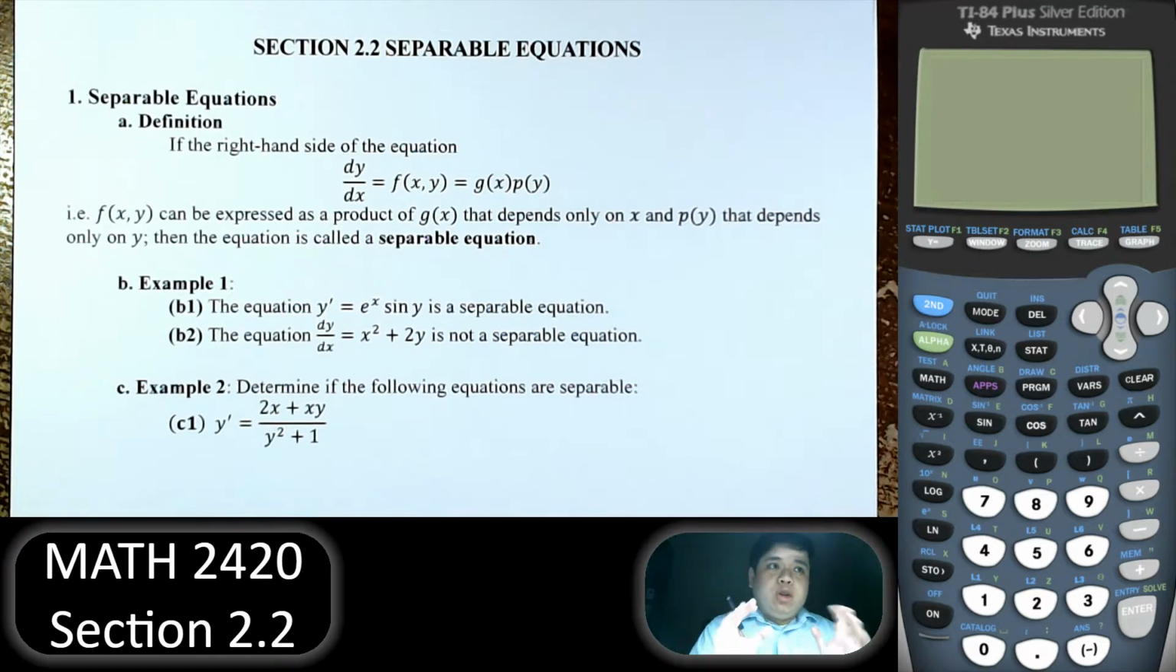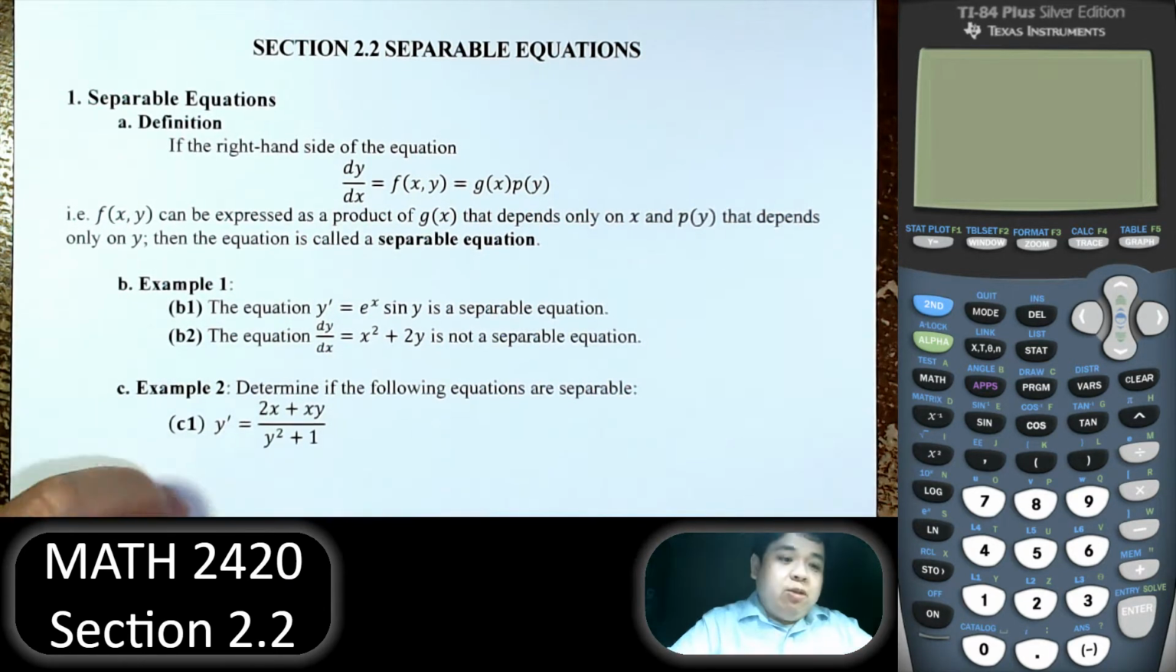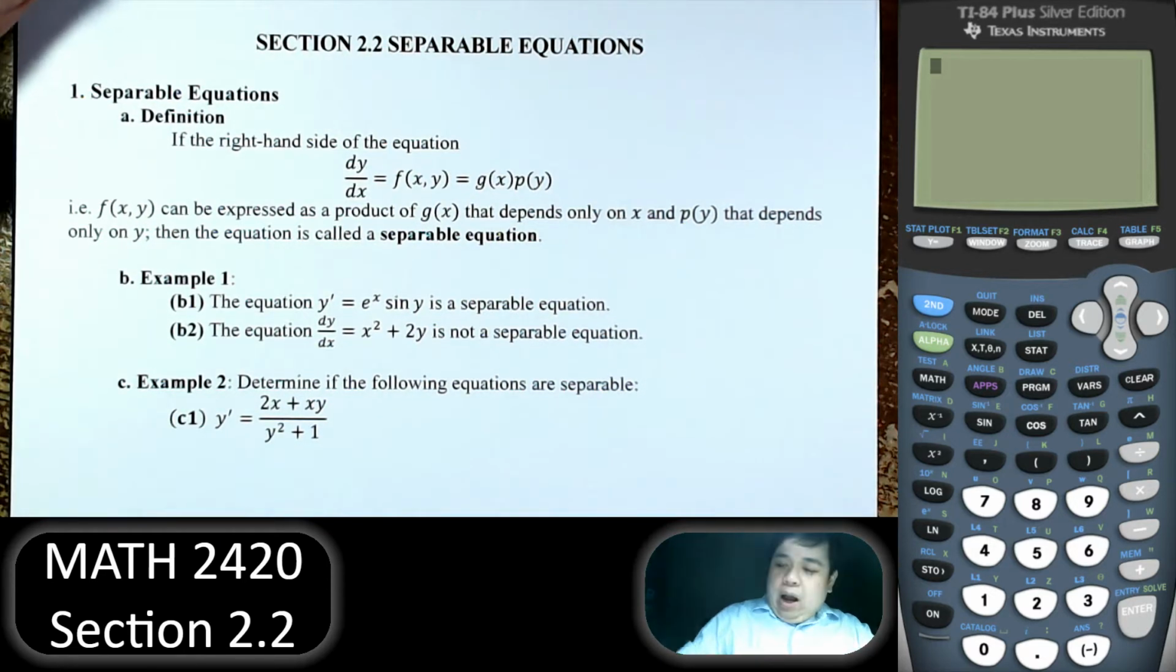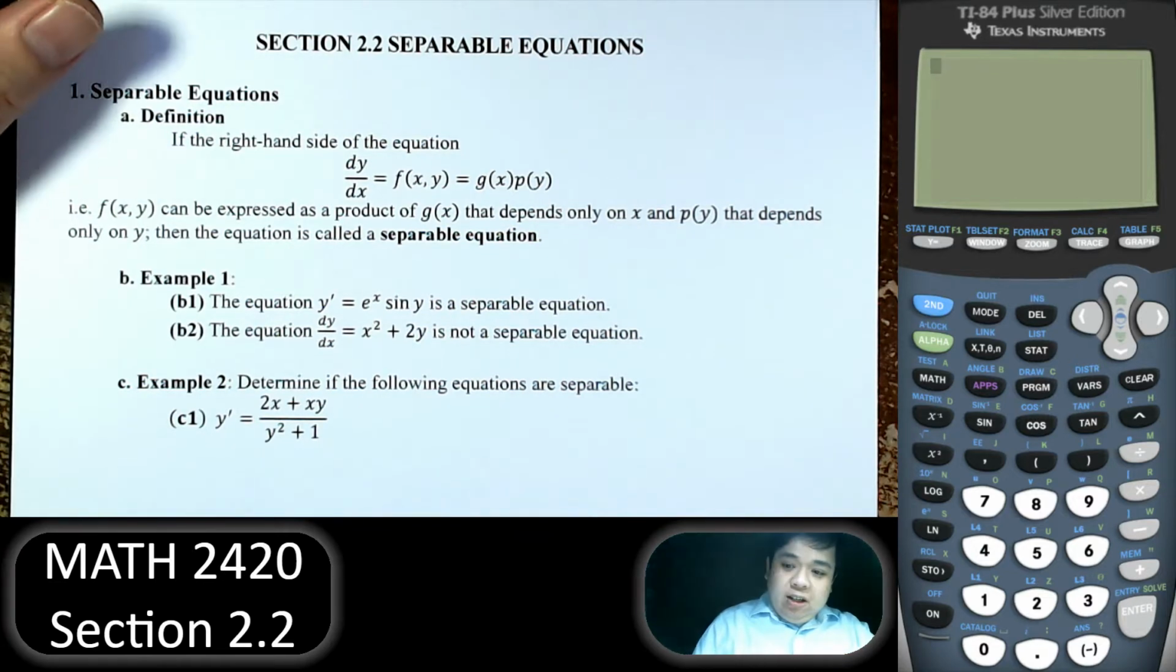But the most important thing when we solve differential equations is that we need to know they have to be in certain forms, because in certain forms they have different types of solutions. Right, so this is the first example of that, the separable equation. So how do we distinguish a separable equation from the rest of the other equations?